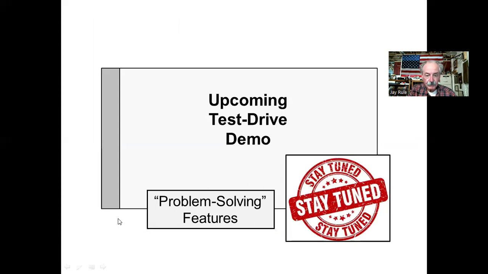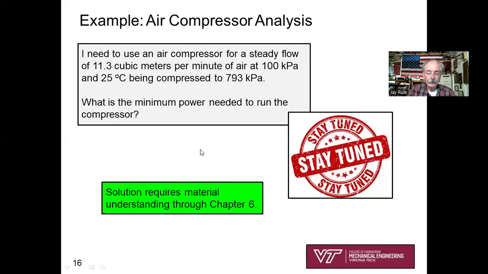So let me give you a little teaser for the upcoming demo of, I'm going to try to show you how to start from a blank slate and solve an air problem using the air tables in Excel. So here's the problem statement. I need to use an air compressor for a steady flow of 11.3 cubic meters per minute, volumetric flow rate of air, at 100 kPa and 25 degrees C going in and being compressed to 793 kPa. So some strange pressure being compressed to. And the question is, what is the minimum power needed to run the compressor? What's the minimum power needed to run the compressor?